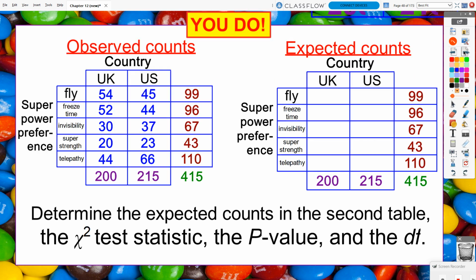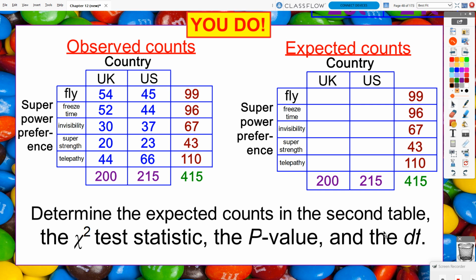Now, what I would like you to do is consider a new set of data, looking at two countries, the United Kingdom, good old England, and the United States. They took a random sample of people from both countries and asked them, what superpower would you prefer to have? Flying, freezing time, invisibility, super strength, or telepathy? Here's the data on the left side. What I want you to do is figure out all the expected counts in this table on the right, the overall chi-square test statistic, the p-value, and the degrees of freedom for this problem.